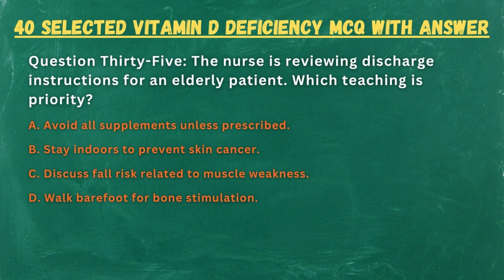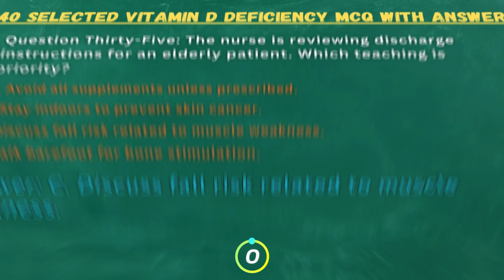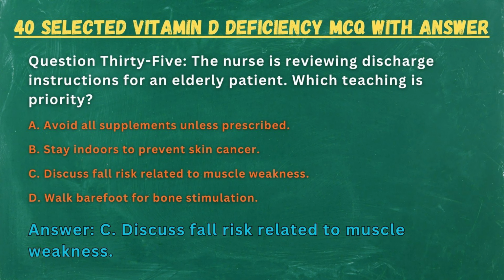Question 35. The nurse is reviewing discharge instructions for an elderly patient. Which teaching is priority? A. Avoid all supplements unless prescribed. B. Stay indoors to prevent skin cancer. C. Discuss fall risk related to muscle weakness. D. Walk barefoot for bone stimulation. Answer: C. Discuss fall risk related to muscle weakness.